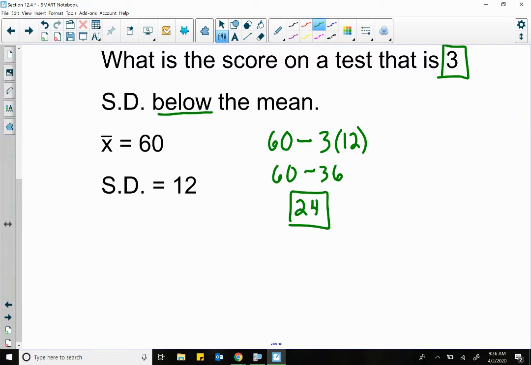Okay, so some of the questions in your homework are going to be just like that. They're going to give you the mean, they're going to give you the standard deviation, and then they want you to figure out what is the number that is 3 standard deviations below, or a half standard deviation above, or 1.5 standard deviations above. You know, it works just like that. That's all you have to do.